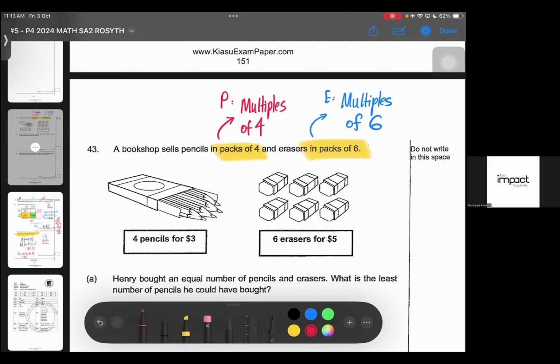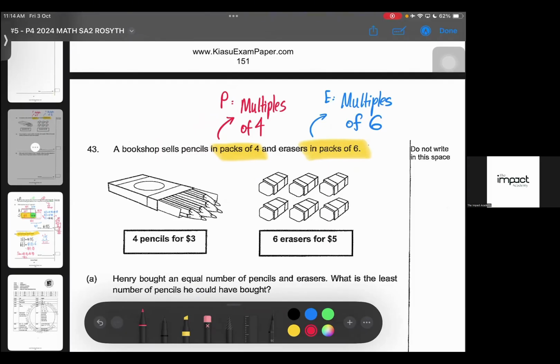Can I say that I have, or in fact I have purchased, 60 pencils? Yeah. Why? Because 15. Very good. So 60 is a multiple of 4. Can I say I have 30 pencils? No. Very good. Now, all you need to do is to agree or disagree, okay? Agree, you stay standing. Disagree, you sit down. Is that okay? Now I'm going to go on to the erasers.